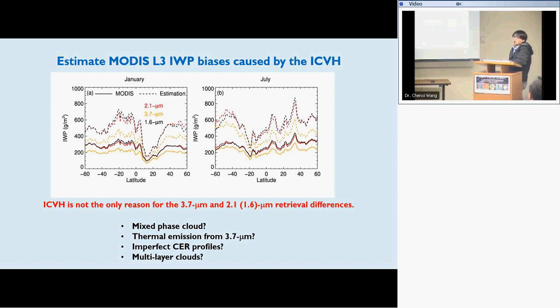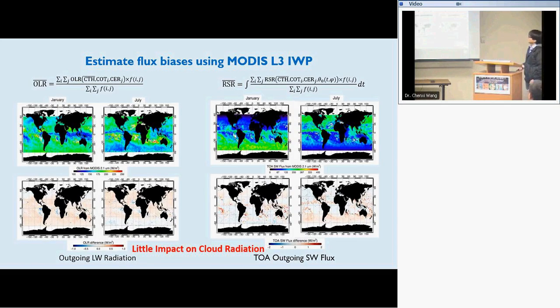So one reason is the cloud phase detection. There are lots of maybe mixed phase clouds, or there are a large fraction of clouds that maybe have supercooled liquid water on the cloud top, but below that it is all ice. Clouds like that can have a large impact on the 3.7 retrieval. But that requires further investigation.